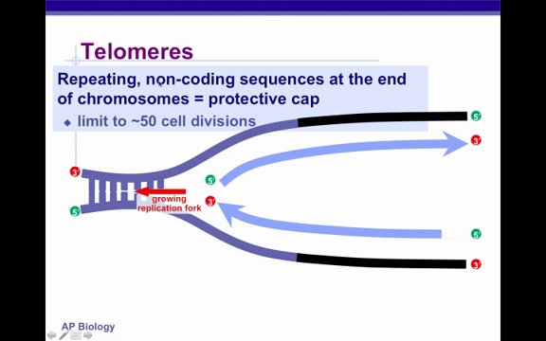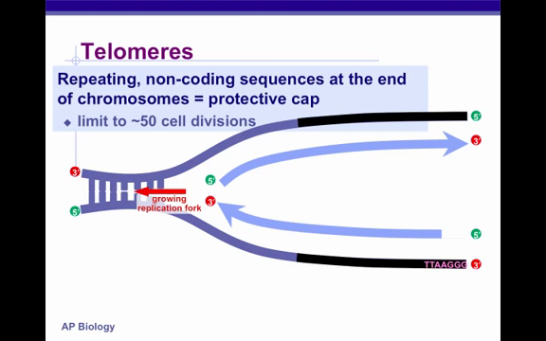So non-coding means that the DNA sequence is not converted into RNA, which is not converted then into proteins. So you're not going to make anything functional out of a telomere. You're not going to make protein out of it. So the point of this is it's essentially limiting cell division to around 50. And let's see what happens here.